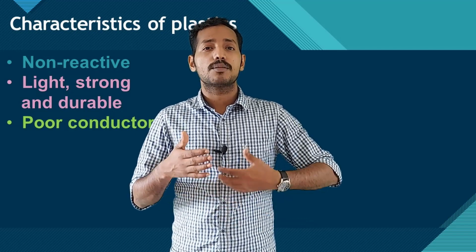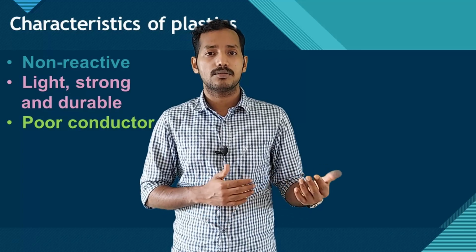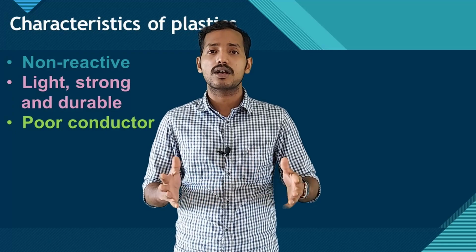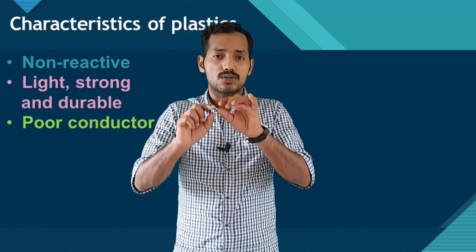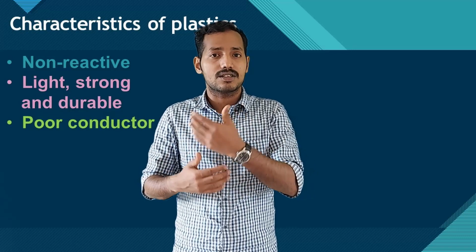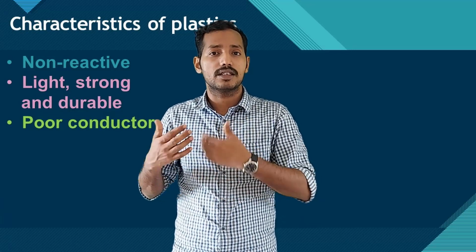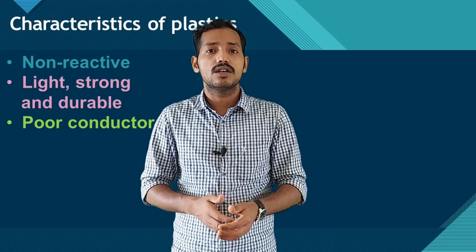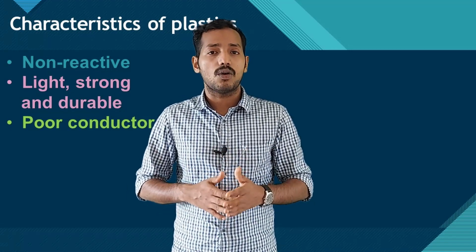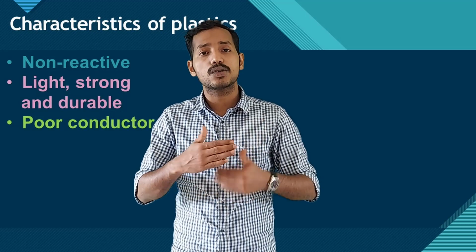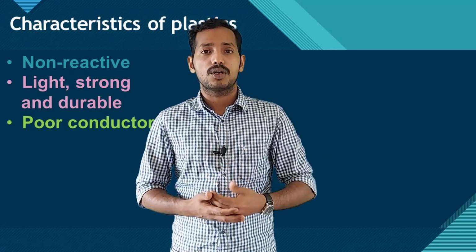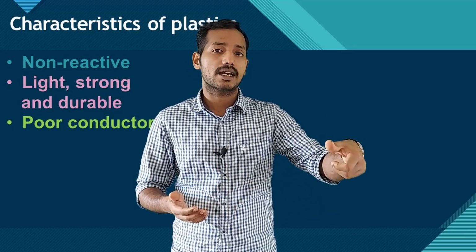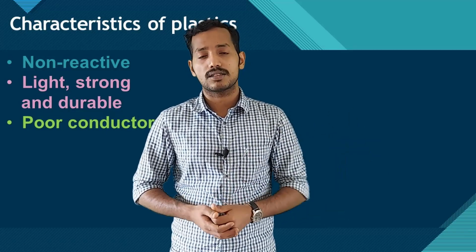And also, they are poor conductors compared to other types of materials. Because of this, plastics are used for covering electrical wires, as well as for making electrical switches and the covering of electrical instruments, etc., because they do not conduct electricity. Also, not only electricity, but plastic is also a poor conductor of heat. Because of that, I told you that the handles of cookware are mainly made of bakelite, which also belongs to the thermosetting plastics.